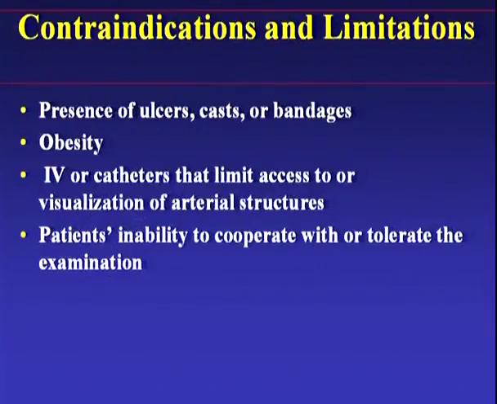Some common contraindications and limitations that will prevent you from fully getting the answers you need during the examinations are presence of ulcers, casts, and bandages, which frequently don't allow you to either wrap cuffs around the patient or allow the transducer access to the area you need to visualize. IV catheters limit access or visualization of the artery structures underneath them, and there is the patient's inability to cooperate or tolerate the examination. Quite often during the upper extremity examination, you're going to have to position the patient in such a way to gain access to that area, and some patients frankly cannot move in those positions.